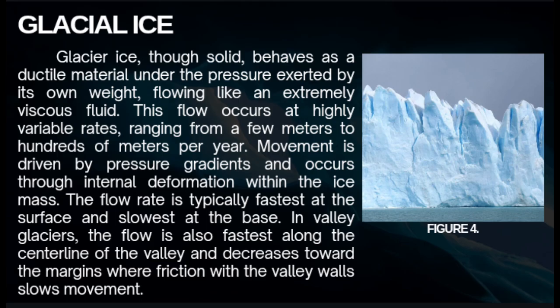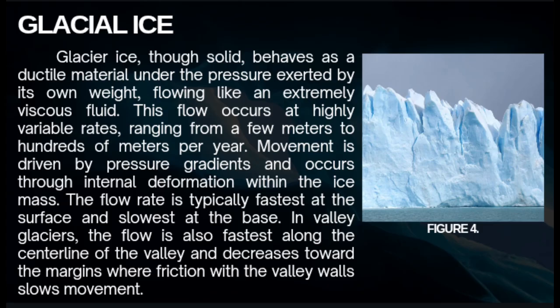Glacier ice, though solid, behaves as a ductile material under the pressure exerted by its own weight. Flowing like an extremely viscous fluid, this flow occurs at highly variable rates, ranging from a few meters to hundreds of meters per year. Movement is driven by pressure gradients and occurs through internal deformation within the ice mass.